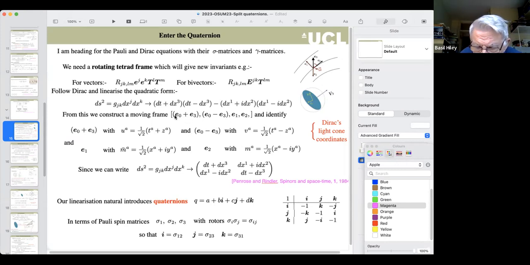What we do to get the three-frame is we take Dirac's light cone coordinates. So we form E0 plus E3, E0 minus E3, E1, E2. So this V3 is going to be related to this term here, because this is about the forward light cone, and this is describing the backward light cone in your light structure in the Riemannian space. Same thing goes over whether it's a mass current or whether it's a charge current.